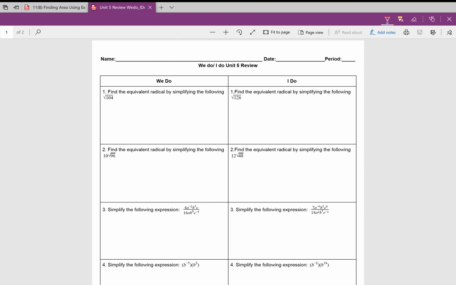Unit 5 review, we do, I do. So I'm going to go ahead and start with the we do side. Number 1 says find the equivalent radical by simplifying the following. So we have the square root of 104.